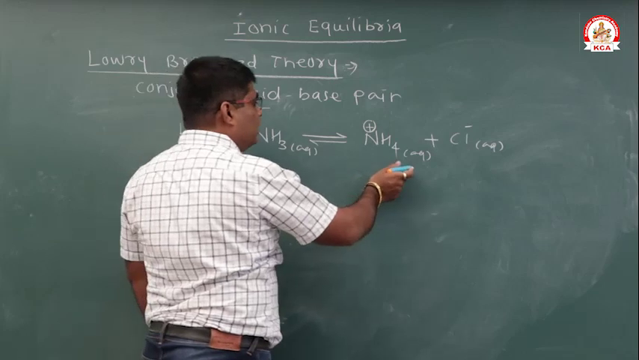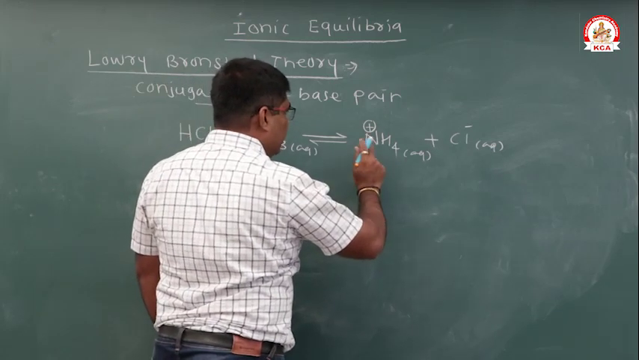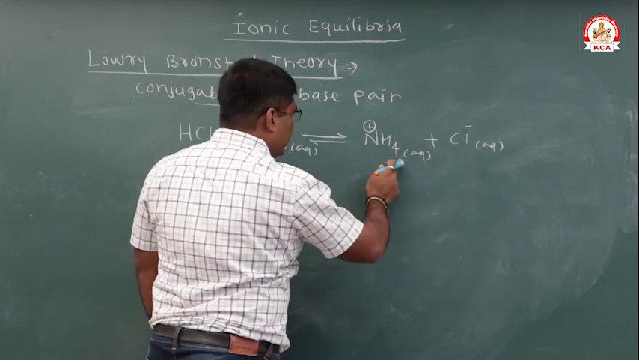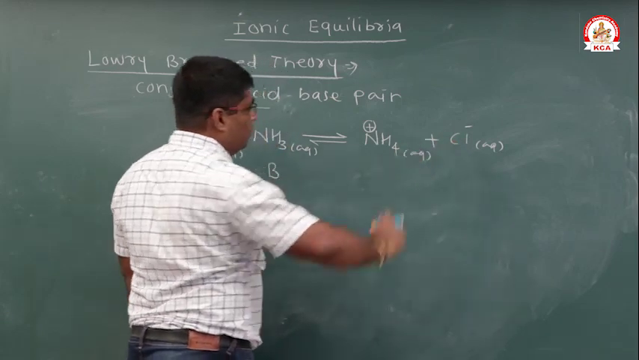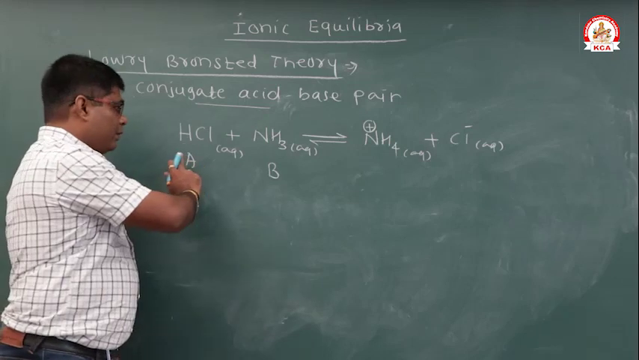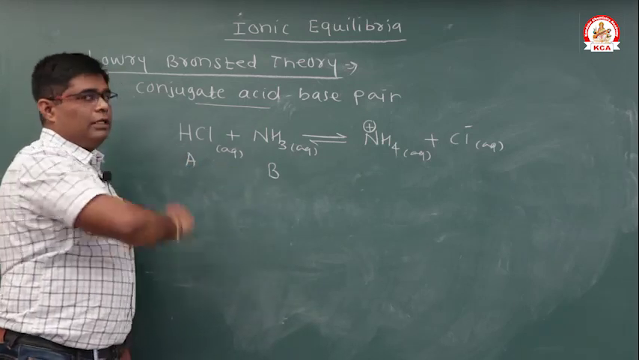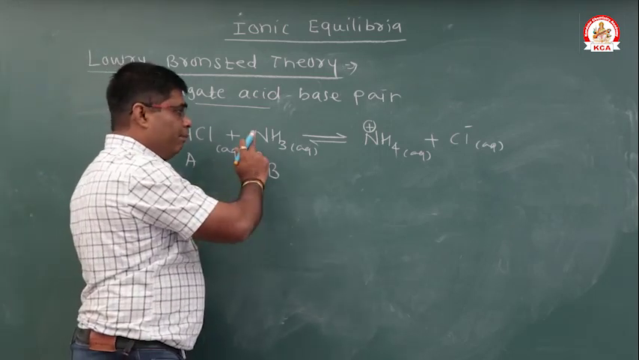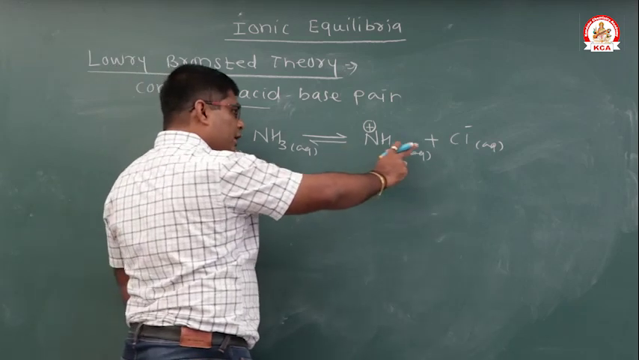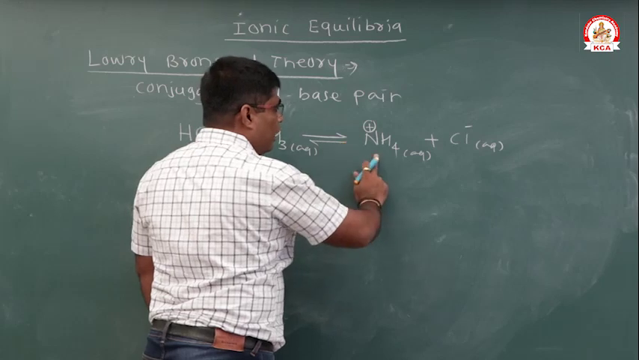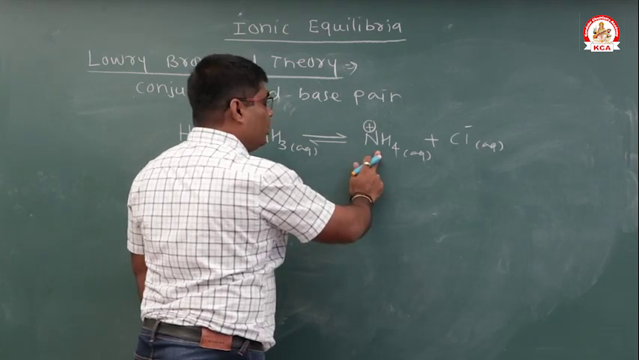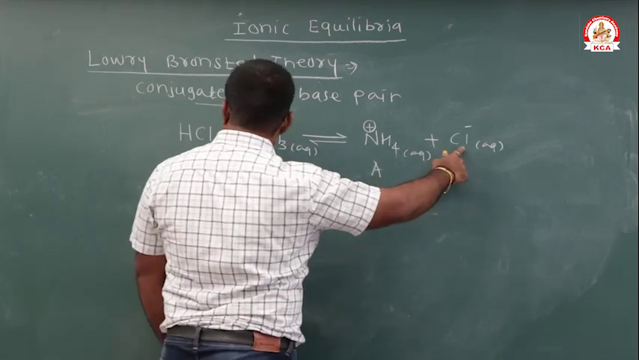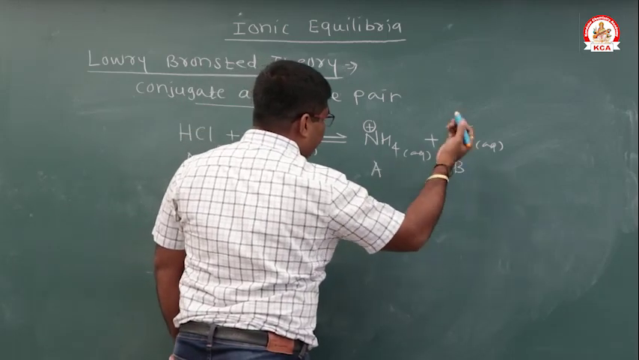As we consider the reverse or backward direction, what happens? NH4 plus combines or reacts with Cl minus. At that time, NH4 plus donates the proton and Cl minus accepts the proton. This is simple. In the forward direction, HCl gave the proton so we called HCl the acid. That proton was taken by ammonia so we called it the base. Then going in the reverse direction, the ammonium ion is donating the proton. As it donates the proton, definitely it is acid, and this Cl minus accepts this proton and again forms HCl, so it is the base.